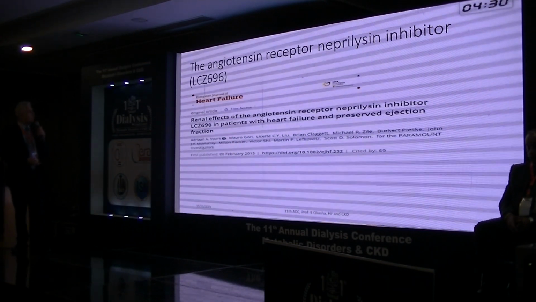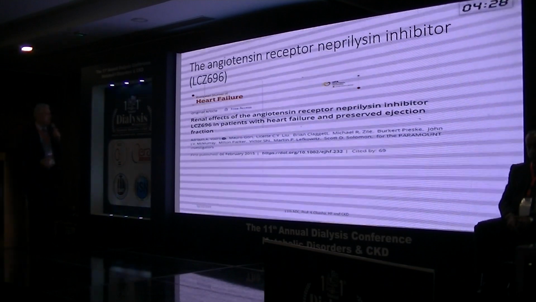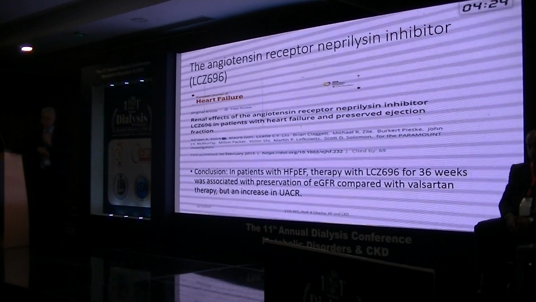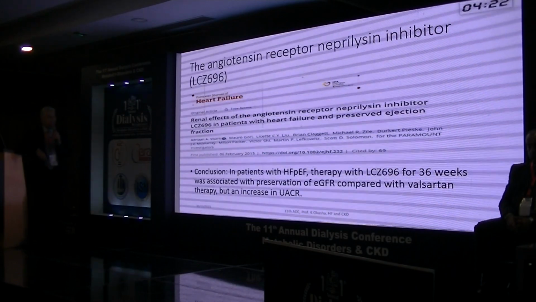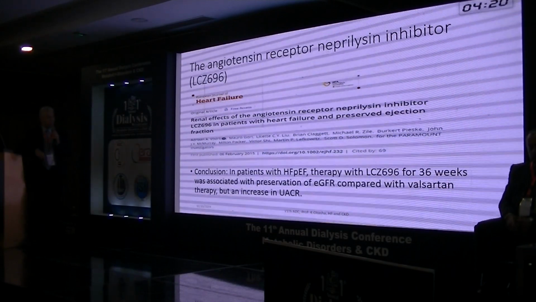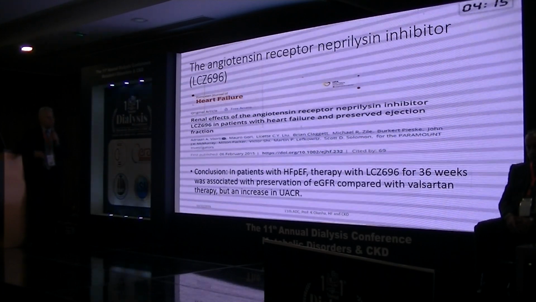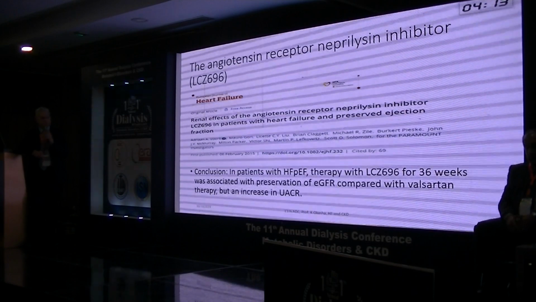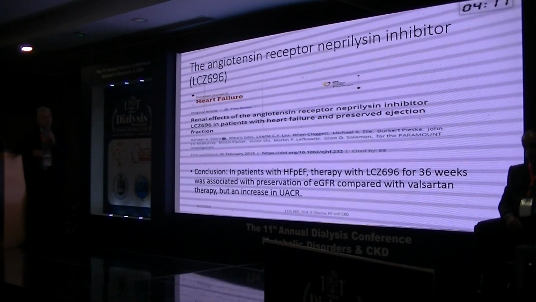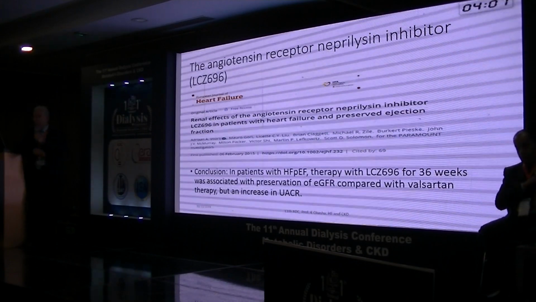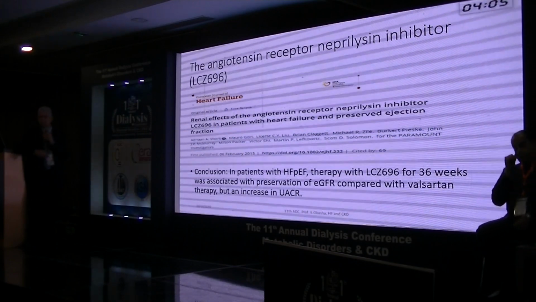And this data was published very recently in heart failure and showed that in patients with heart failure with preserved ejection fraction, the treatment with neprilysin was associated with better preservation of the ejection fraction and estimated GFR, compared with valsartan. However, these patients suffer some sort of proteinuria when compared to valsartan.